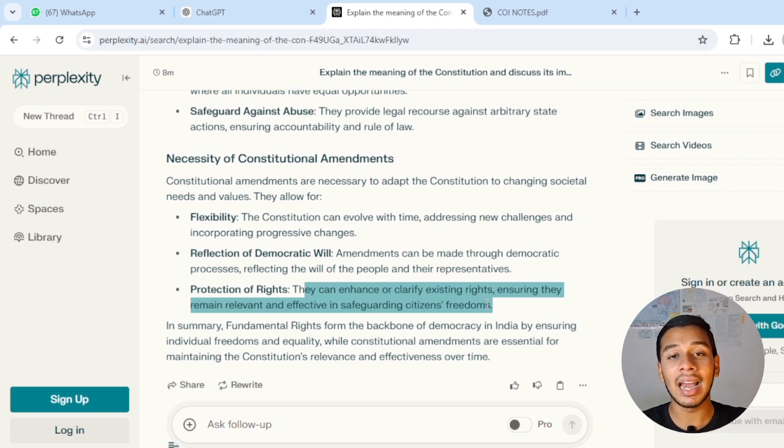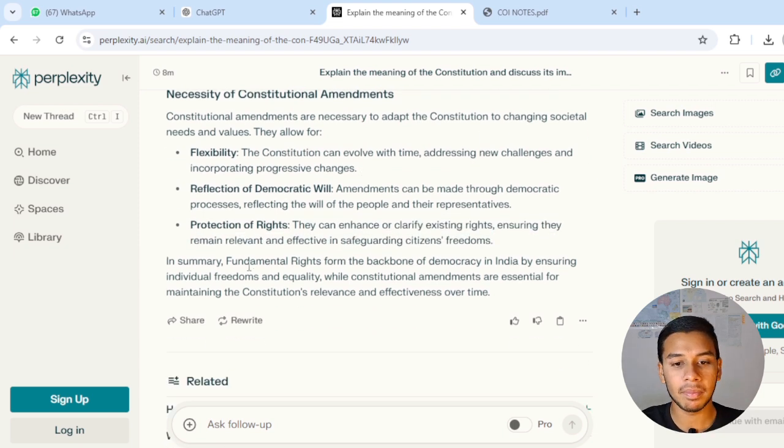You can just enhance the quality of those rights, but you cannot terminate those rights unless they are out of the box and causing harm to the people. Ensuring they remain relevant and effective in safeguarding citizens' freedom.